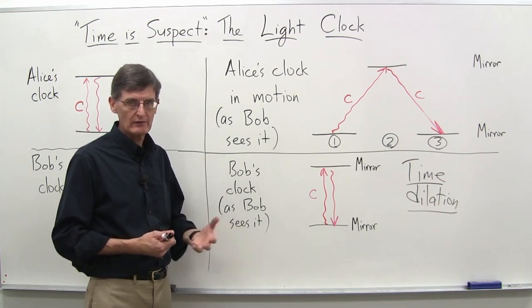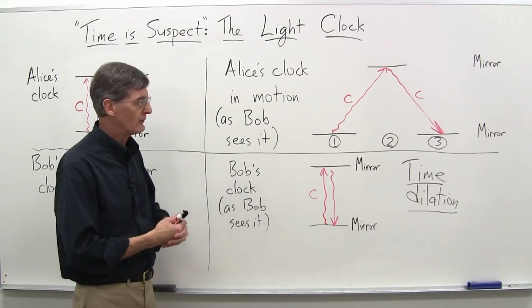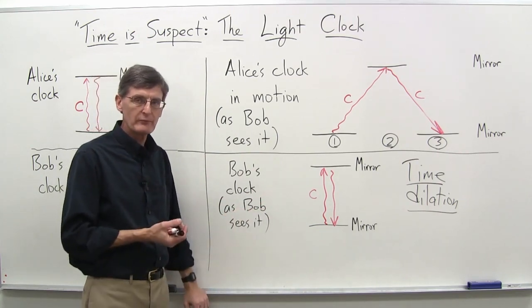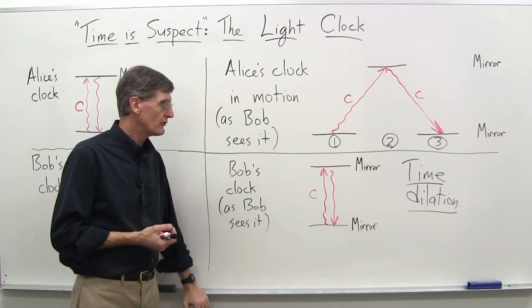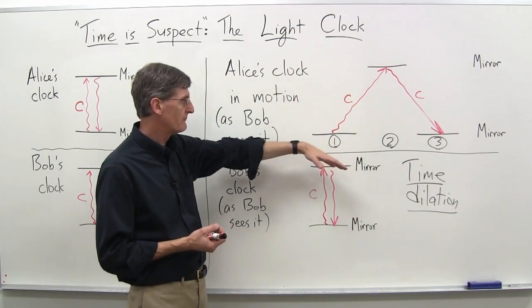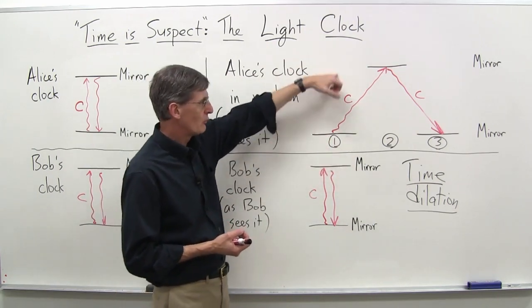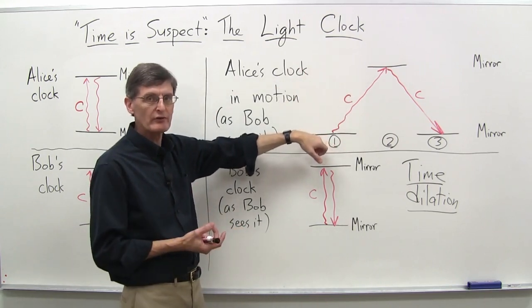A foot being roughly 1/3 of a meter, 1/3 of a yard. So 1 foot per nanosecond, 1 foot per billionth of a second. So if our mirrors here are 1 foot apart, it takes 1 billionth of a second to go up and 1 billionth of a second to go down, about 2 billionths of a second.